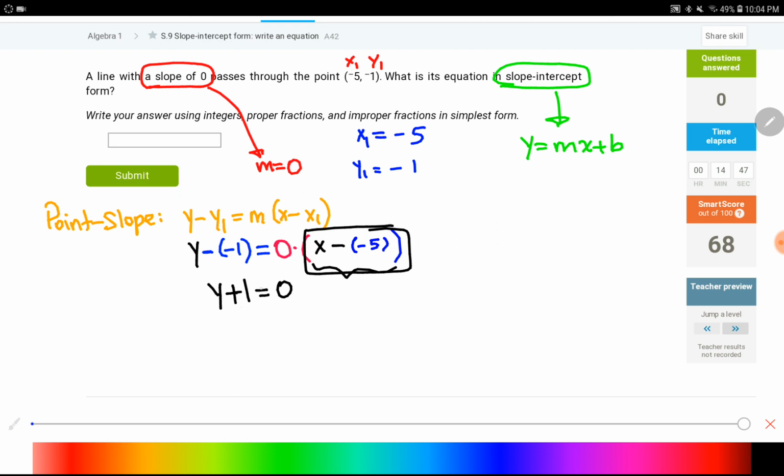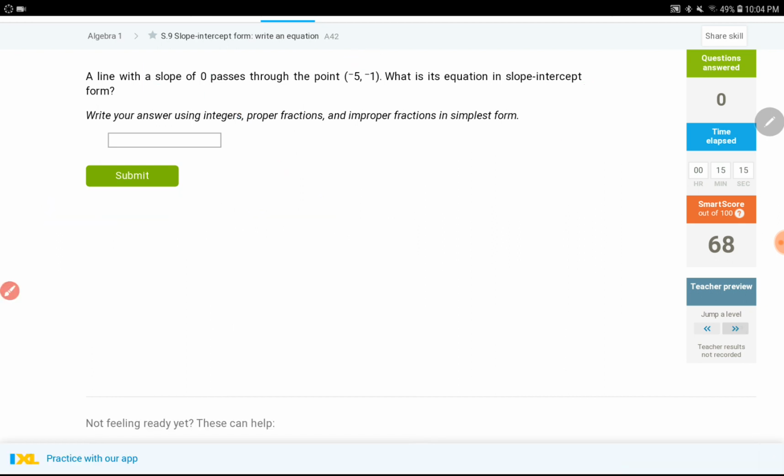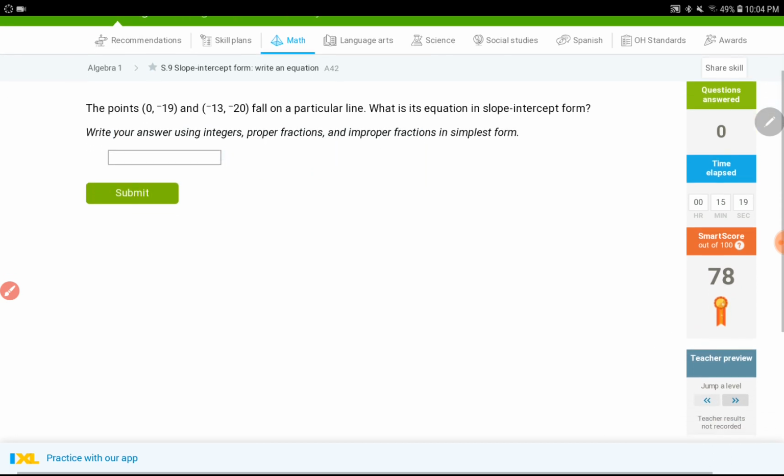So what's the inverse operation of a positive or addition? It's subtraction. So this way I can get the y by itself. y equals -1. There's no mx over here because m was 0. So this would be my final answer for the slope-intercept form for this question. y equals -1. Now, I really want to do one more example. Okay, let me see.